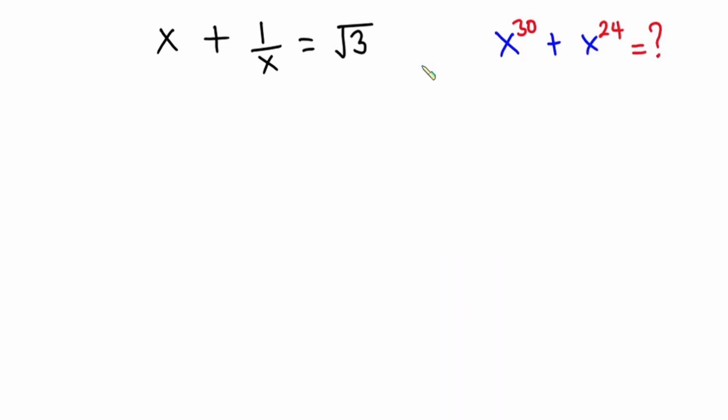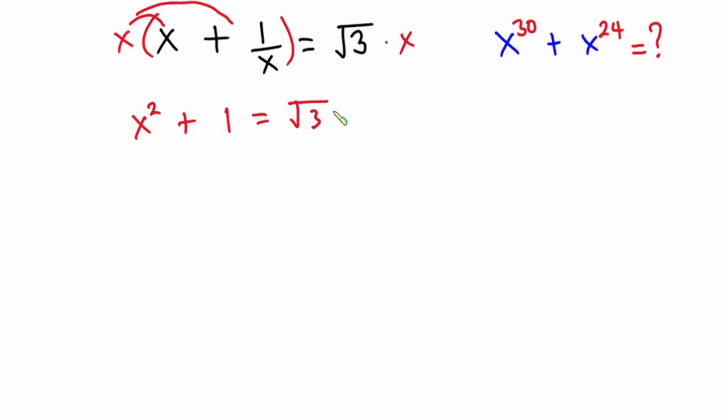Now let's get started. First, I'm going to multiply each side of this equation by x. So we have x here. Now let's go ahead and distribute this x across. So we have x to the second power plus x times 1 over x, that is 1, and this is equal to square root of 3 times x. Now from here, I'm going to raise each side of this equation to the second power.